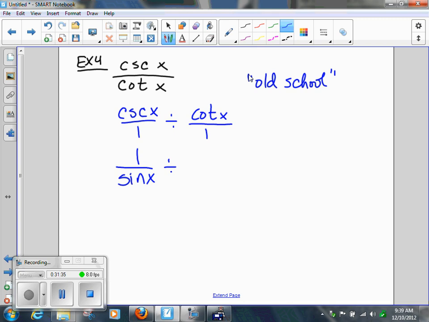I've noticed I'm still dividing. How can I rewrite cotangent? What would be beneficial? Excellent.